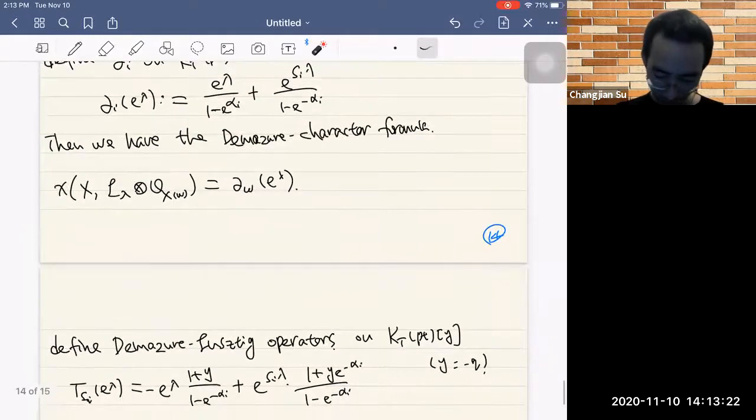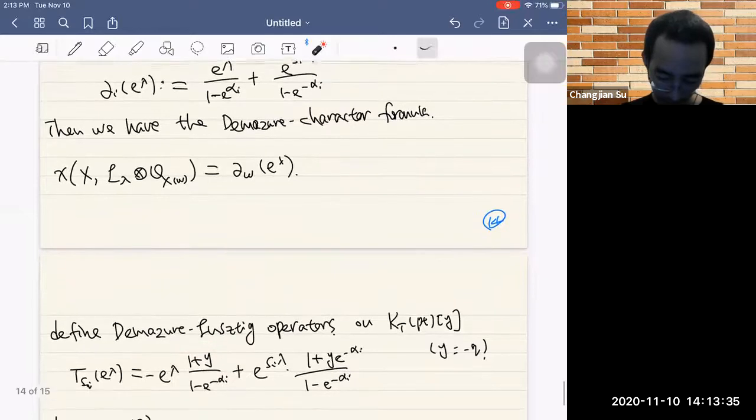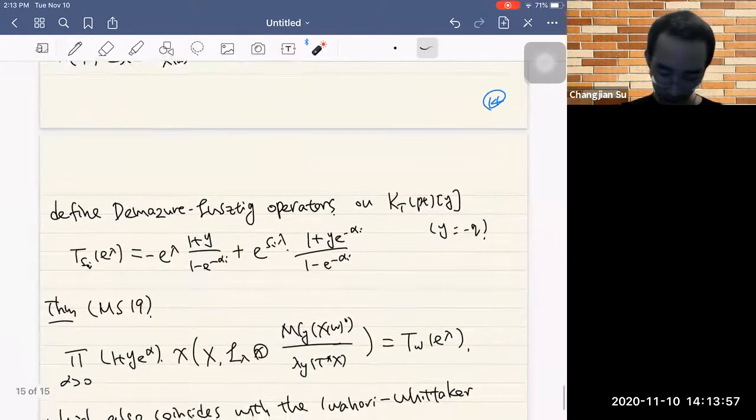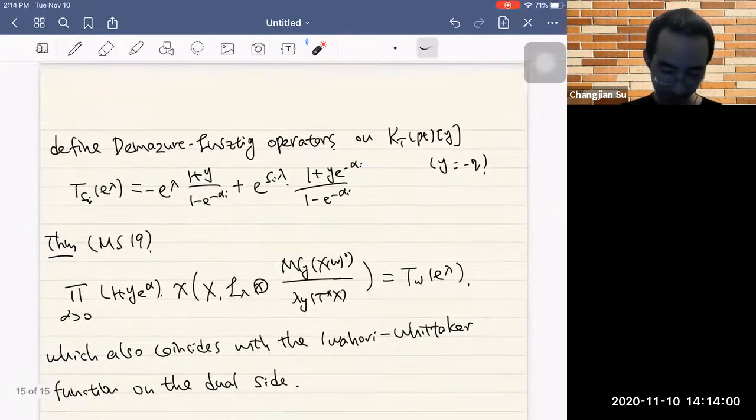Okay, so in the literature there is also a generalization of these Demazure operators, called Demazure-Lusztig operators. Here y is always negative q. Anyway, defined in this way, the formula is given here. By taking special values of this y, we can reduce to the Demazure operators. So then the result is the following.